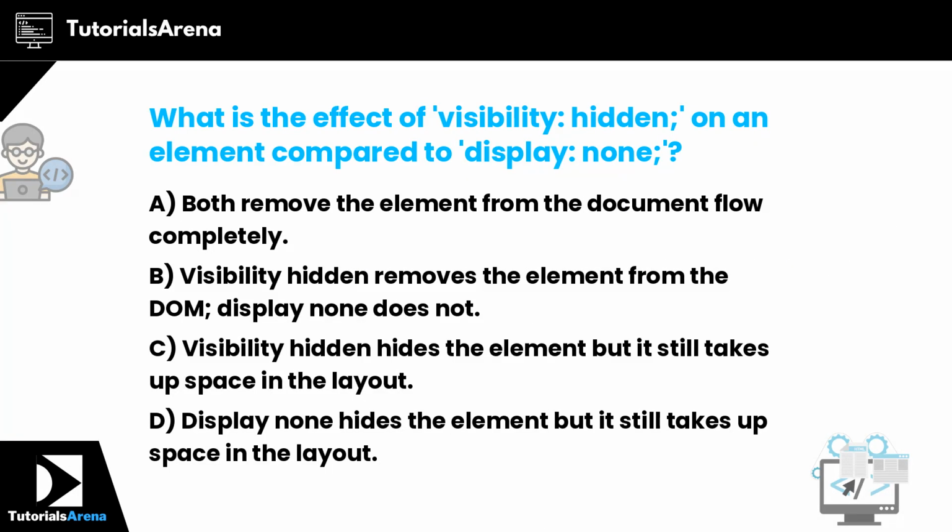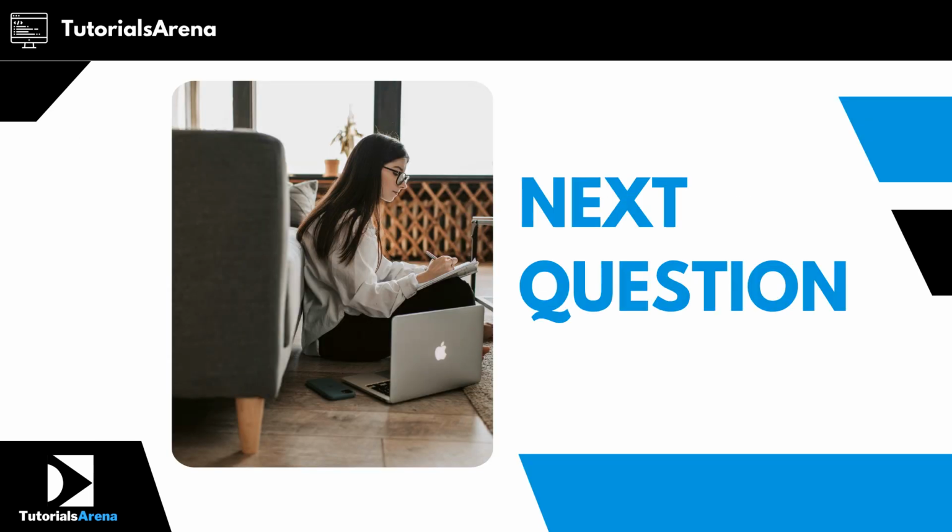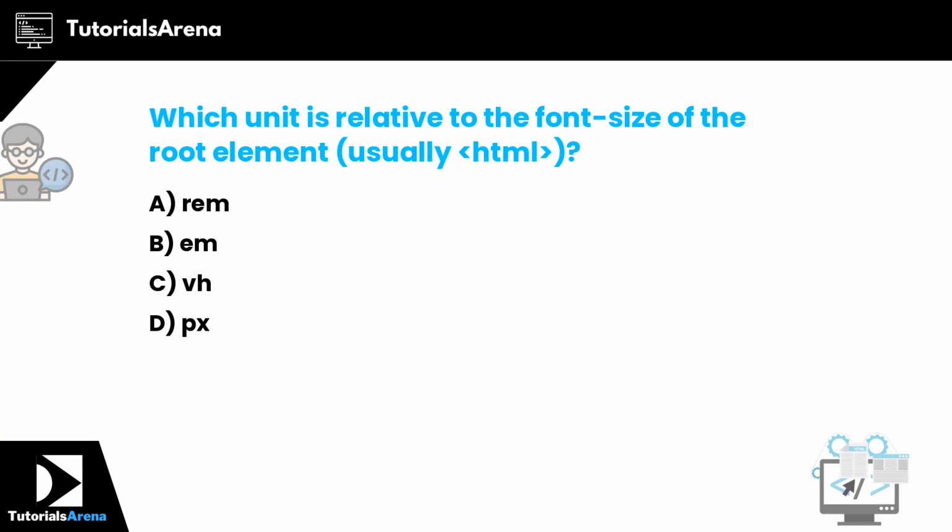What is the effect of visibility: hidden on an element compared to display: none? The correct answer is option C. Visibility hidden hides the element, but it still takes up space in the layout. Which unit is relative to the font size of the root element, usually HTML? The correct answer is option A, rem.